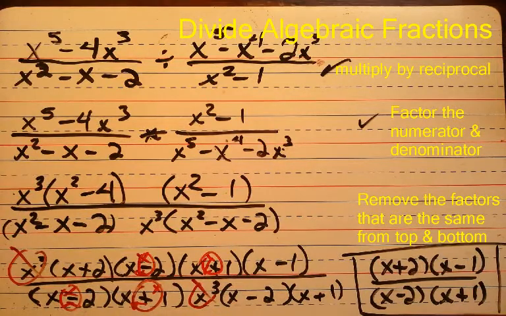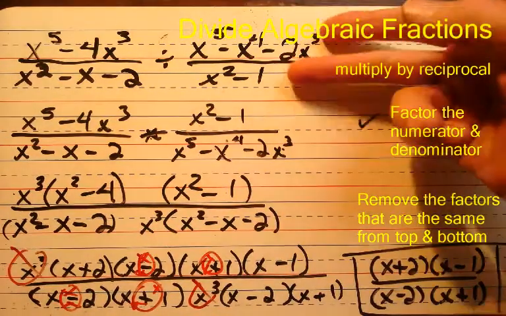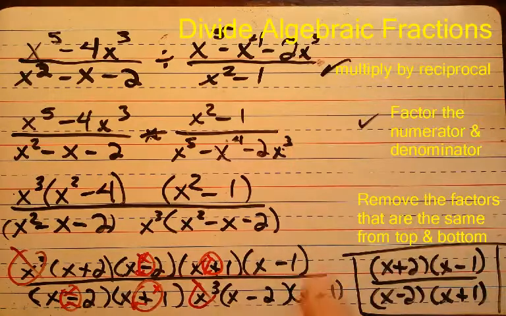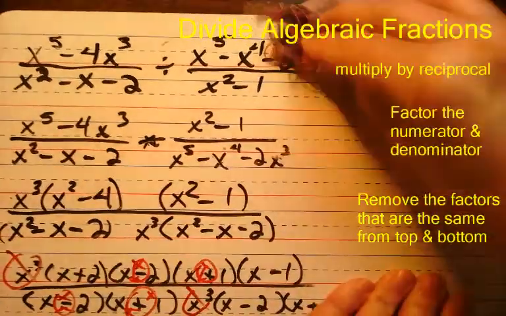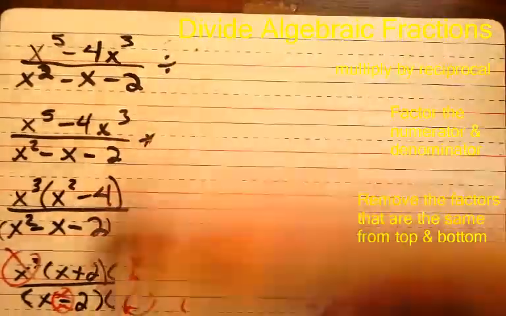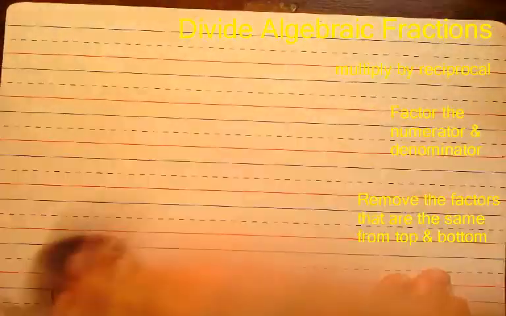Look at that. We multiplied by the reciprocal. That just means turn the second one upside down. Then we factored out everything we could factor, and if it was the same from top to bottom, we removed it. Right? So, yay! Let's do it one more time, and then we can say we're done.